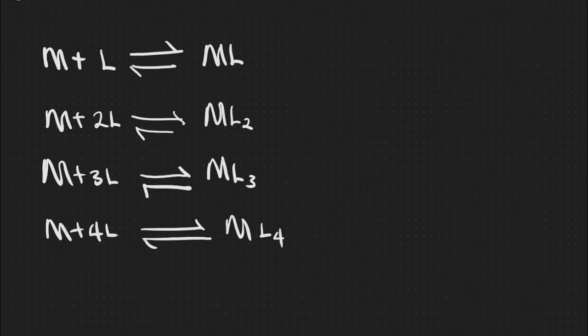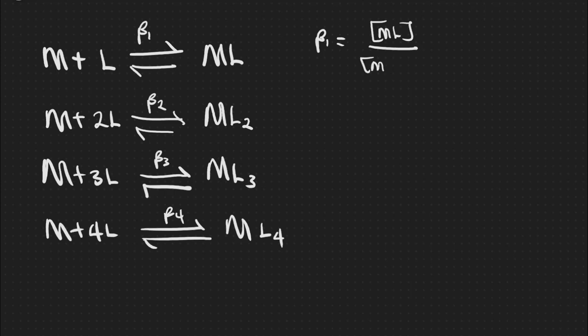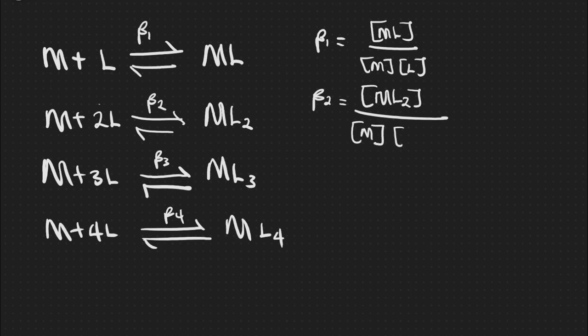In this case, we're not going to call this the equilibrium constant. We're going to use beta 1 here. So this beta 1 is going to be the concentration of our product all over the concentration of the individual reactants. Then for the second step, that's beta 2. You can see that here we have two ligands, so we write the concentration of that ligand to the power of 2. Then for the third step, beta 3.